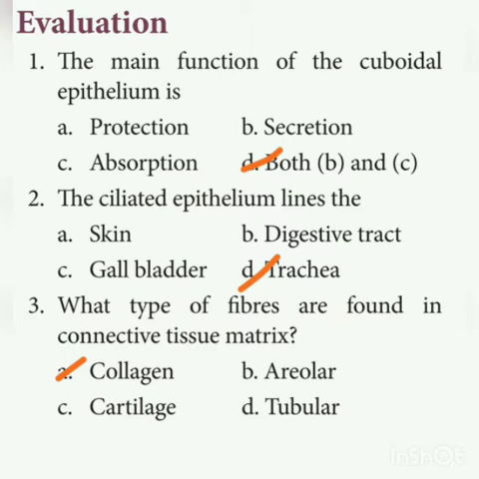Second one, the ciliated epithelium lines the... Where is the ciliated epithelium present? Skin, digestive tract, gallbladder, trachea. Here the answer is trachea. And third one, what type of fibers are found in connective tissue matrix? Here the fibers are collagen. Collagen fibers are found in connective tissue matrix.